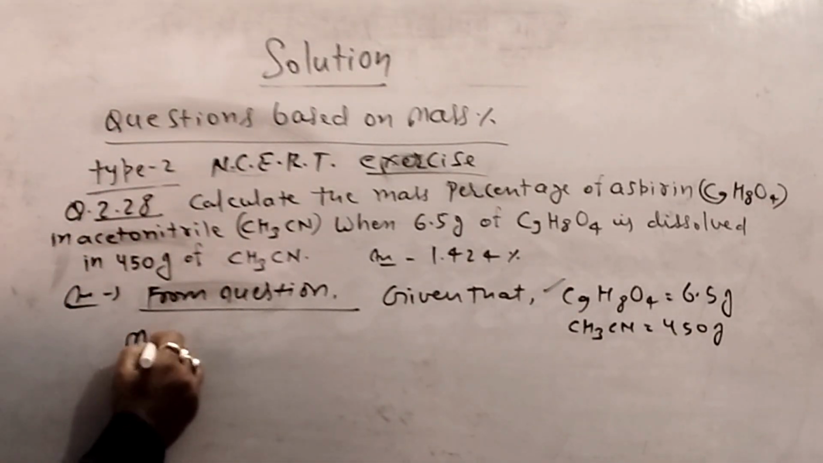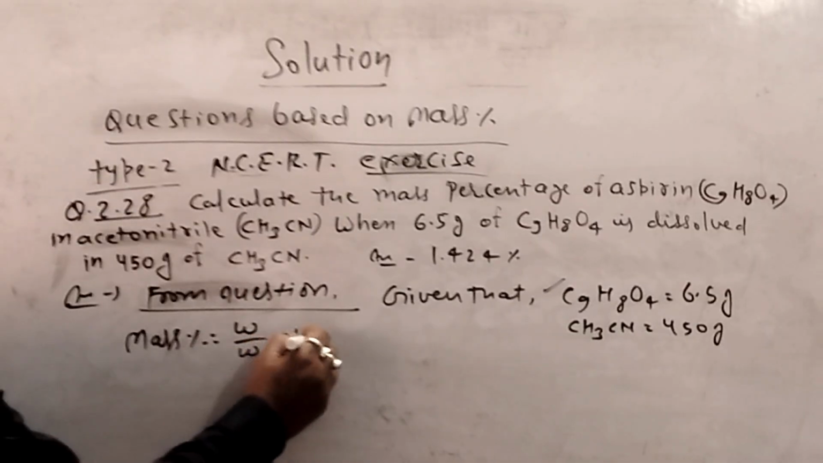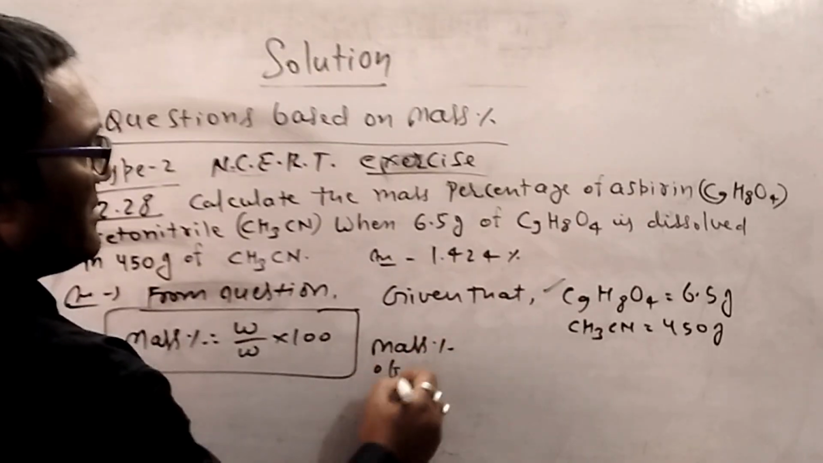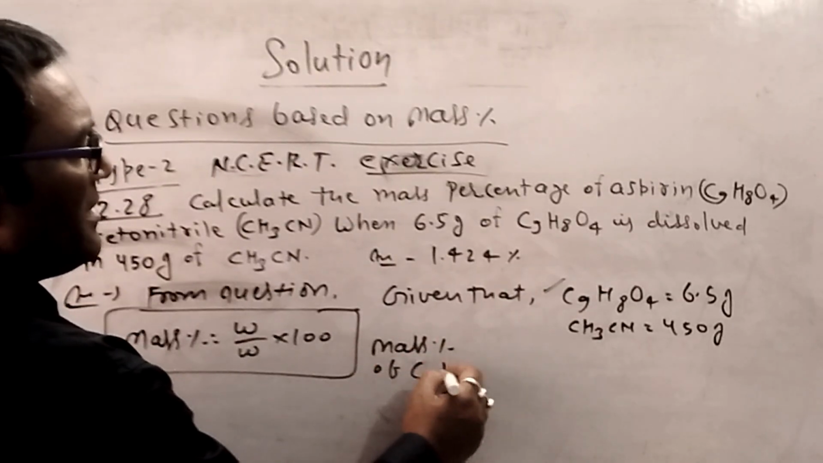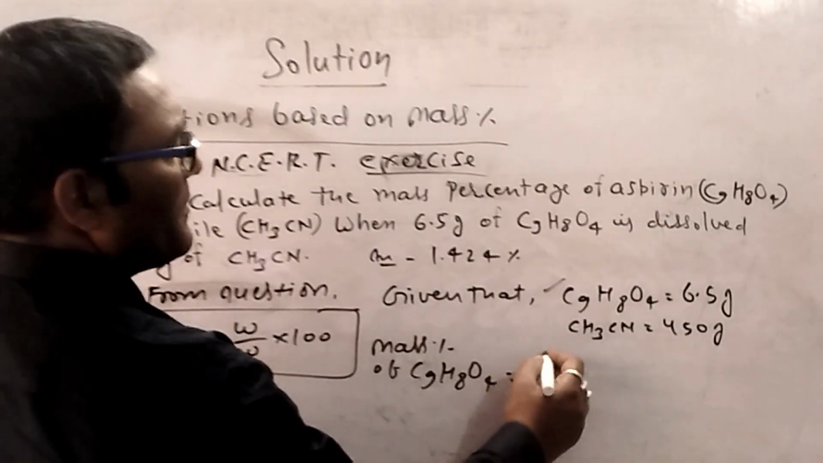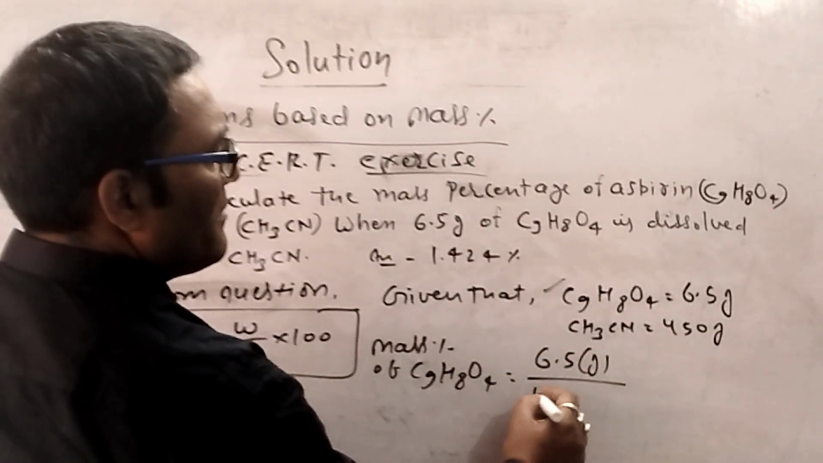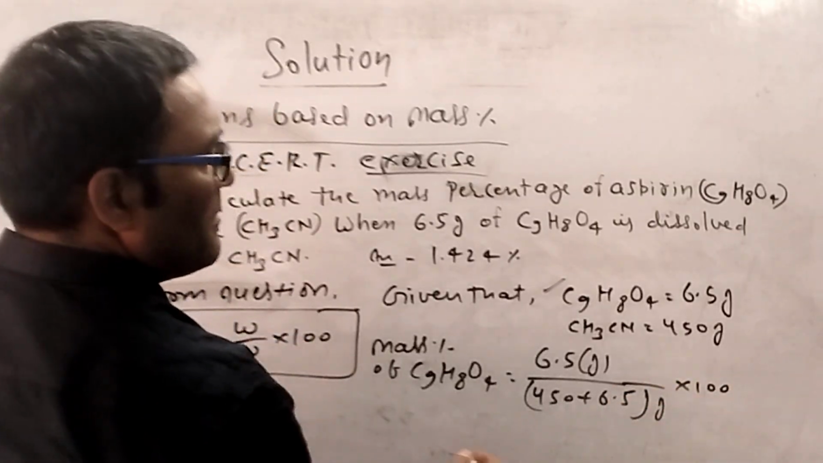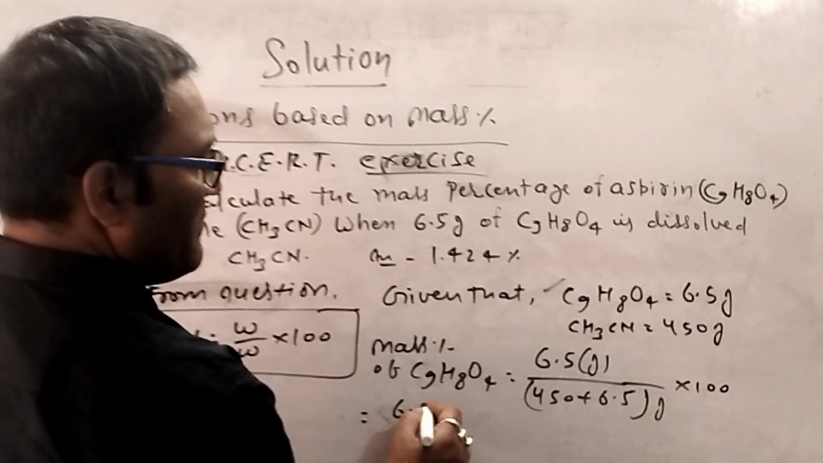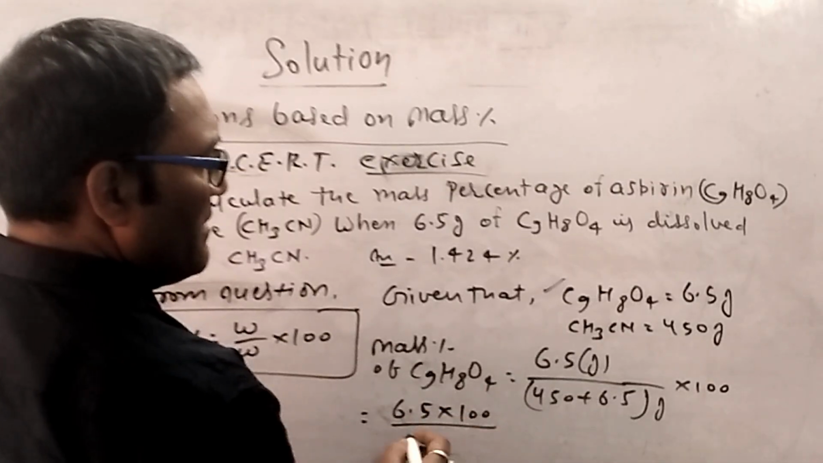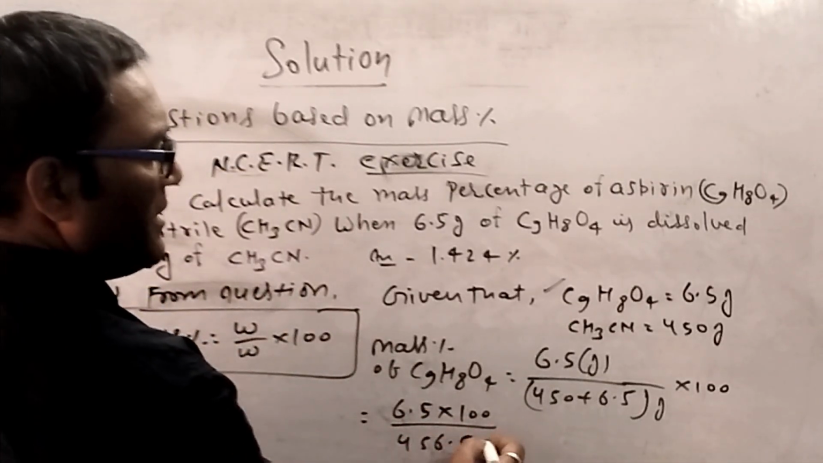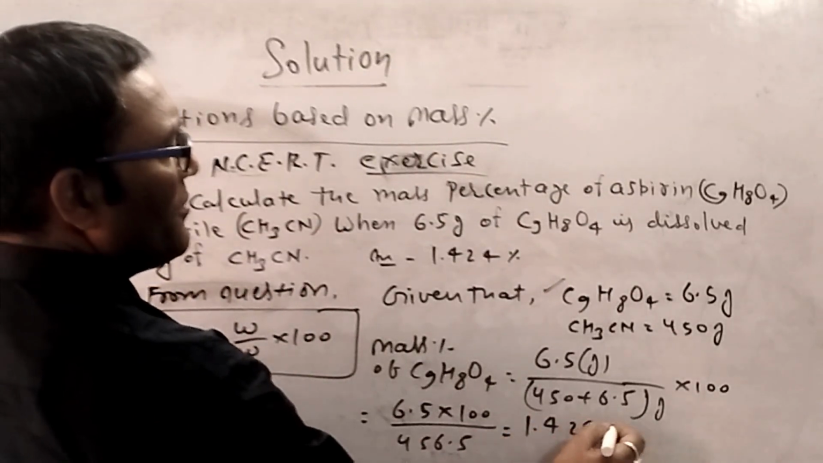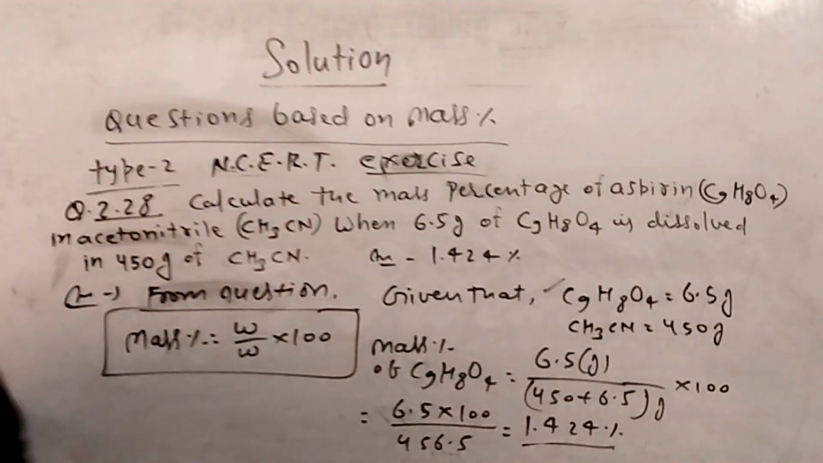According to this question, from the formula, mass percentage means W by W into 100. So with the help of this formula we can find the mass percentage of aspirin. It means C9H8O4 is equal to 6.5 gram divided by 450 gram plus 6.5 gram, multiplied by 100. So 6.5 into 100 divided by 456.5. After calculation we get the result 1.424%. This is the mass percentage of aspirin.